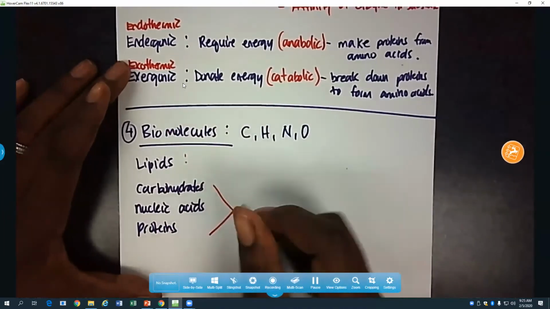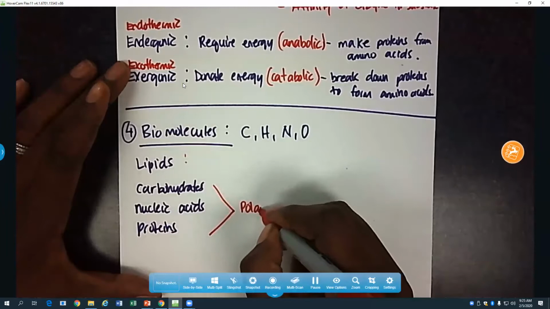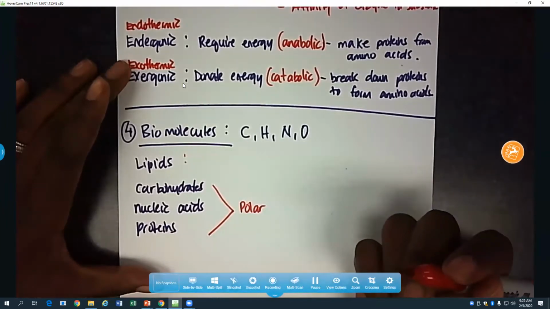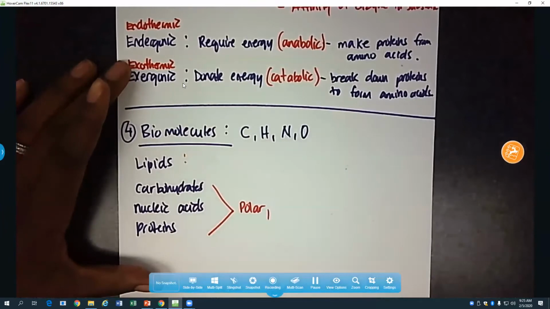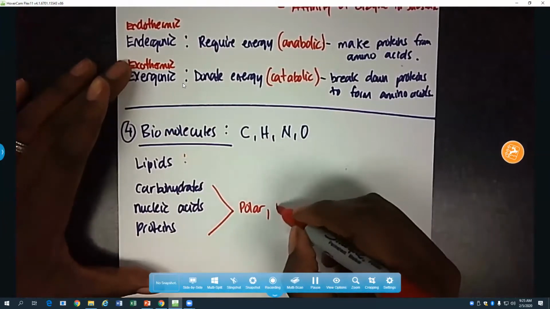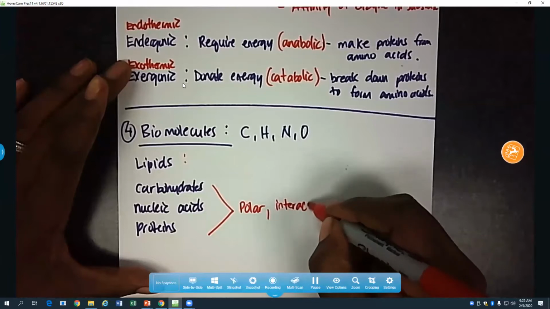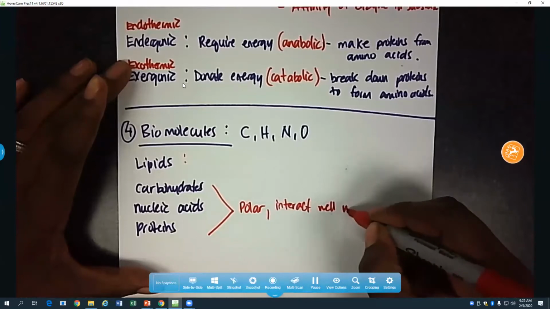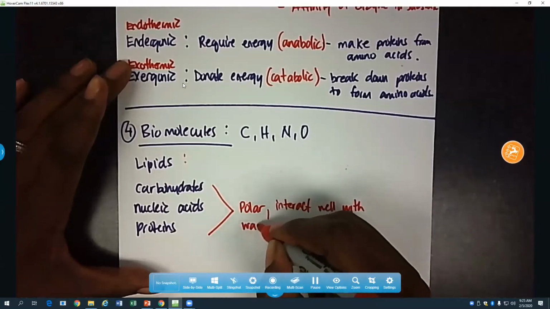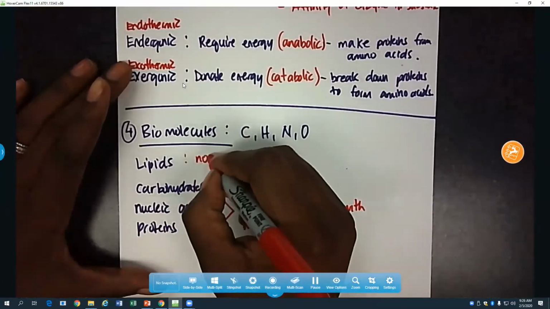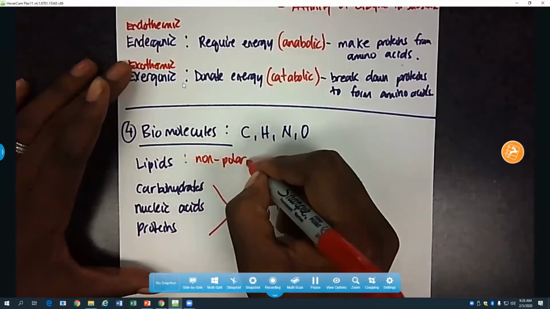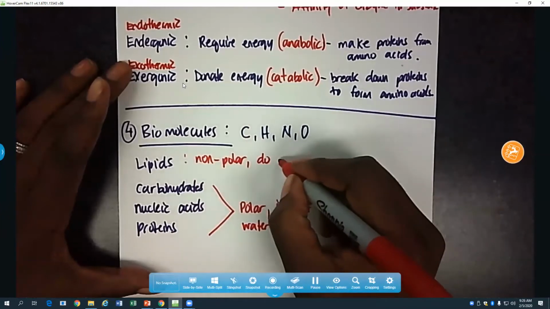Most of them were polar, meaning that they played nicely with water, right? They had that uneven charge around the molecule, right? So they interact nicely with water. Whereas lipids were not, right? Lipids are non-polar. They do not interact with water.